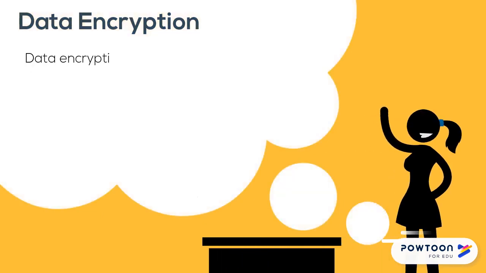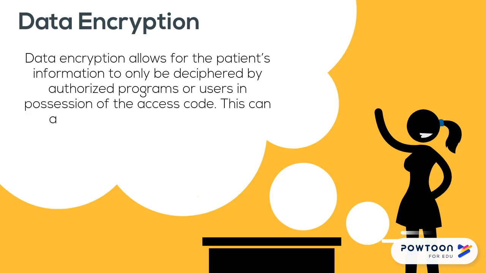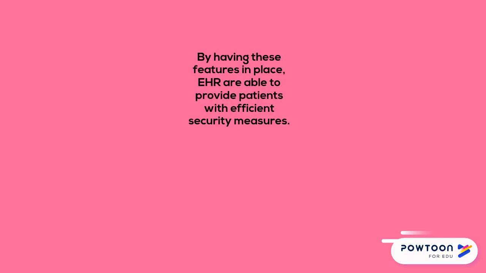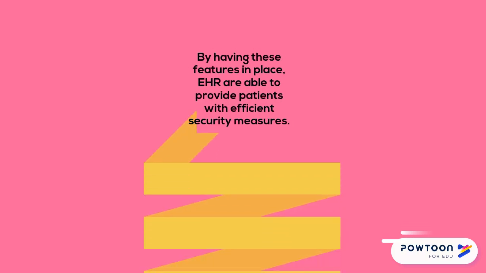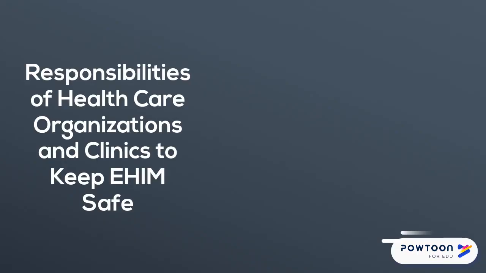Data encryption allows for the patient's information to only be deciphered by authorized programs or users in possession of the access code. This can make the transferring of patient records and data safer by only allowing those with clearance to review the data. By having these features in place, electronic health records are able to provide patients with efficient security measures. Moving on to the responsibilities of healthcare organizations and clinics to keep electronic health information safe.